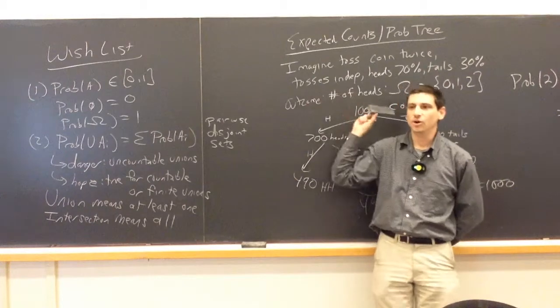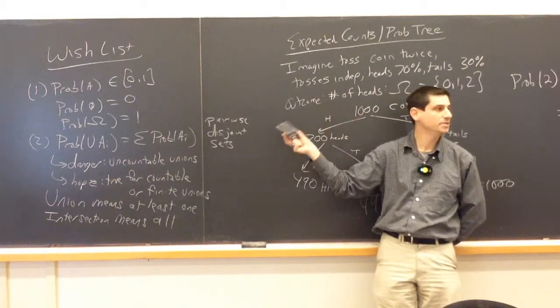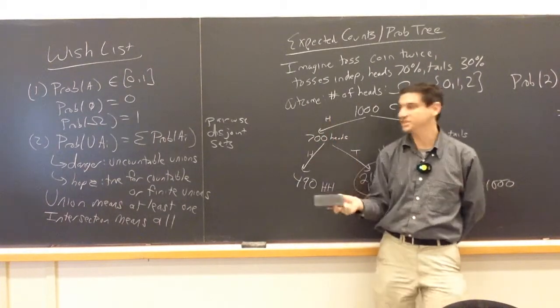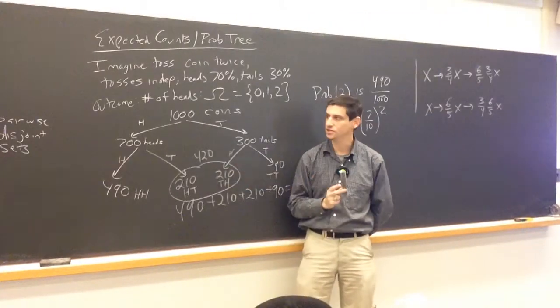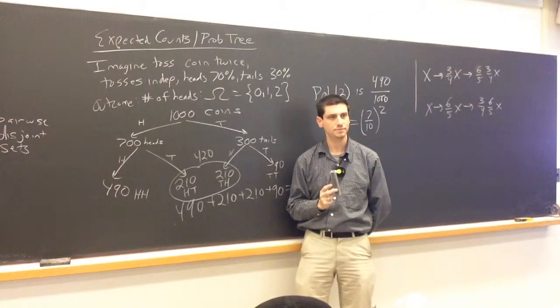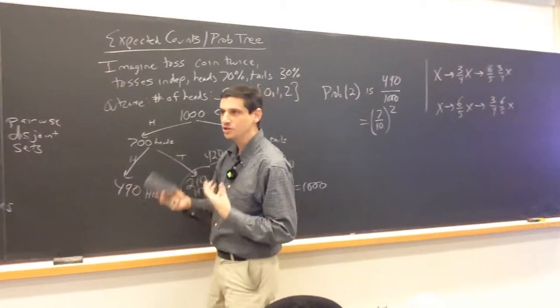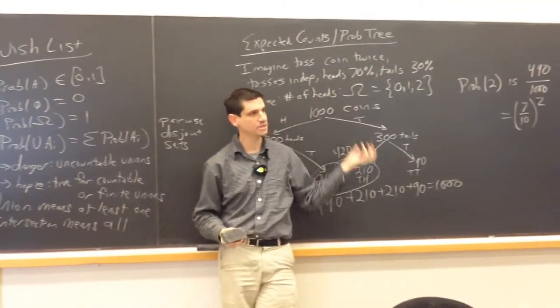But order doesn't matter. When you multiply numbers, you can do it in either order. This is exactly what's going on here. That's exactly why these two 210s are the same. Okay. Any other question about the probability tree and the expected counts approach?